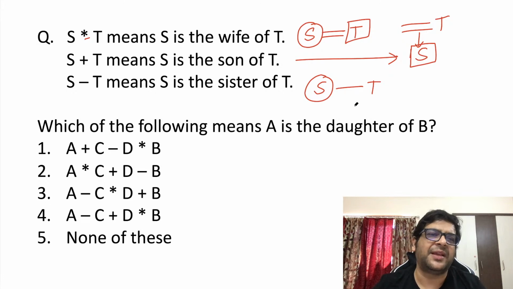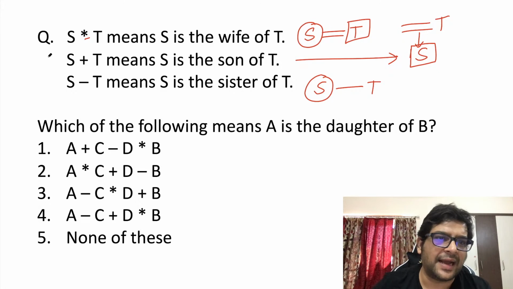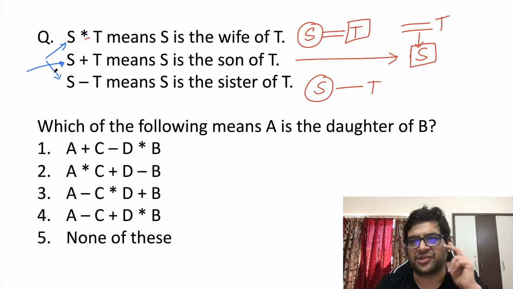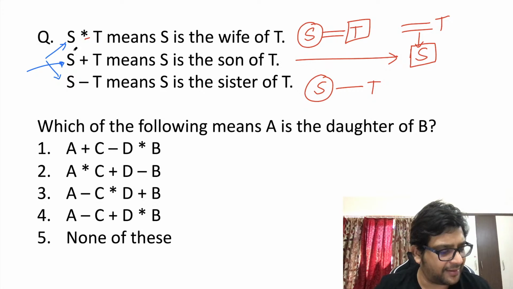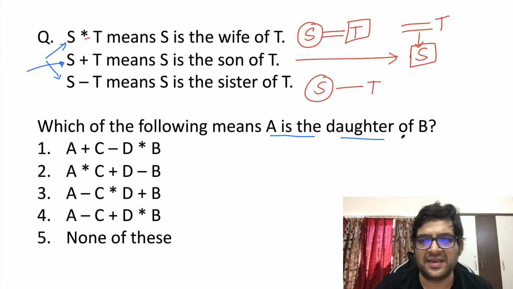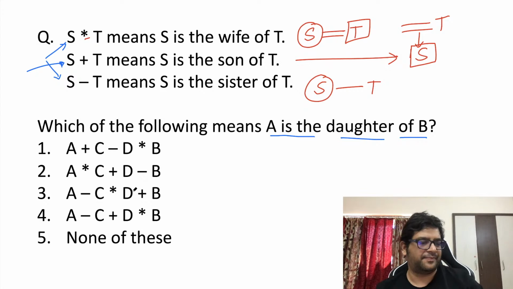So this also tells me two things. One is that if it is either the first one or the second one, they will be in the same generation. If it is star and minus, they will be in the same generation. If it is a plus, that means there will be two generations involved. Now you need to find out which says A is the daughter of B. Which of these statements fits?